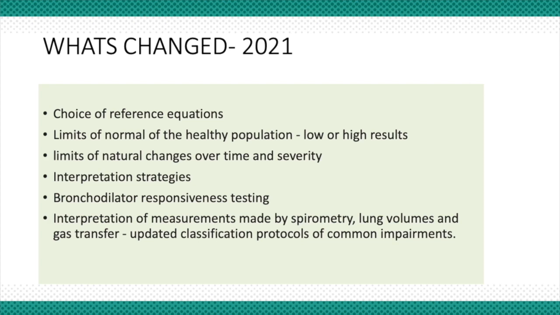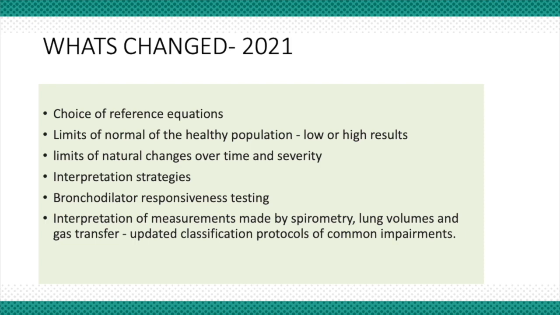In the 2021 document, which we'll be talking about in the latter half of this video, we'll be talking about the reference equations which have now changed, what is defined as normal for a healthy individual, what would be a low level and a high level. We'll also talk about considerations that the guidelines mention over the way nature changes over time and how our lung functions change with our age.